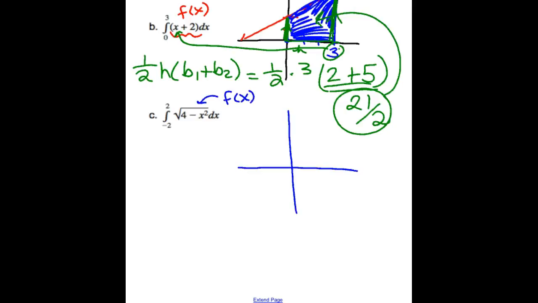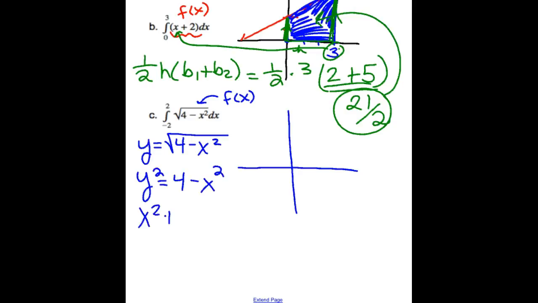So the next one, and the last one of these, again, we'll call that f of x, aka y. And you might not recognize the graph of that, but watch it evolve as I rewrite it as y is equal to the square root of 4 minus x squared. I'm going to square both sides. I'm going to add x squared over. And this should be really familiar to you from your previous math classes. This is the equation for the graph of a circle.